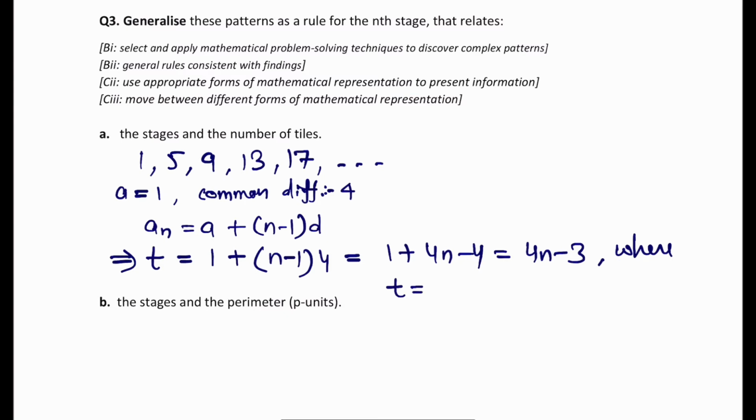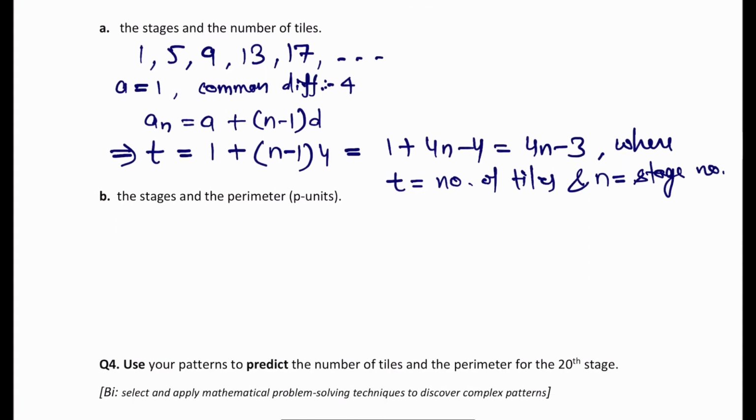t is representing number of tiles and n is stage number. Similarly, you can write down the formula, the generalized rule, for the second one. So let me write down for the first one. So it became t equals 4n minus 3.